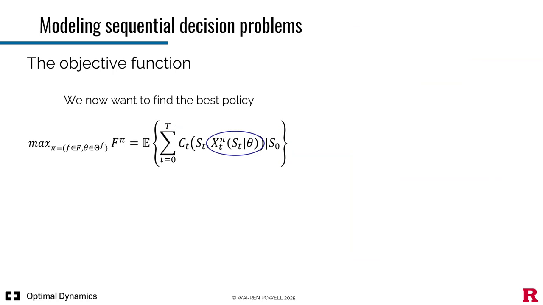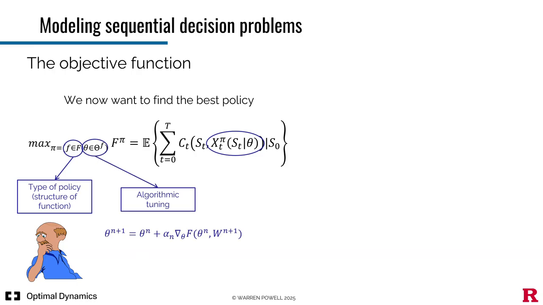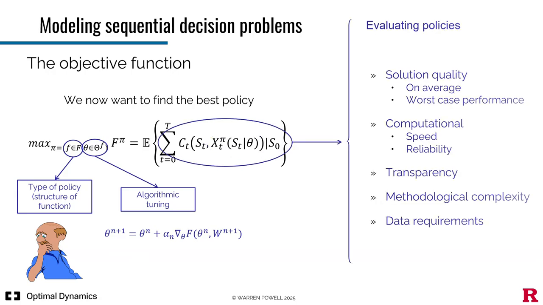Now, what I want to do is search over policies. I want to find the best policy. Now, the search over F is typically done by a human, although I'm starting to see evidence of people trying to do these with large language models. Then we have the tunable parameters, which is always done by some sort of an algorithm, maybe derivative based, more often derivative free. Now, how to evaluate a policy, you might say, well, I just want the one that works the best. It's not that simple.